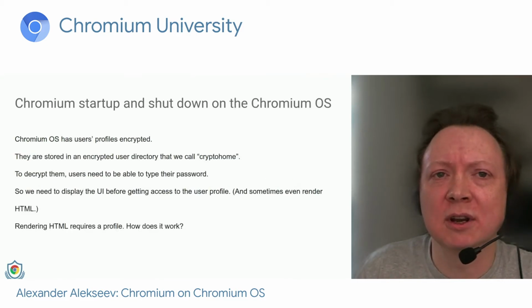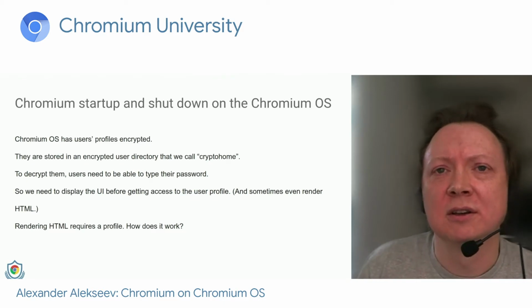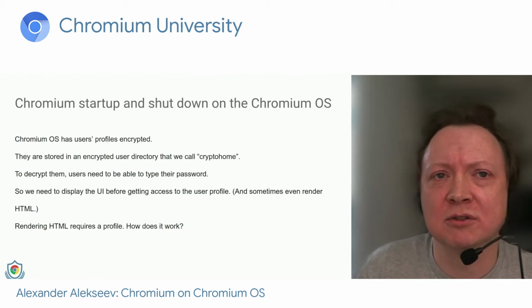On Chromium OS, user data is encrypted. We call the encrypted user data directory cryptohome. So before the user types their password, and we decrypt user data using this password, the user profile is inaccessible. But to get this user password, we need to show the login screen. And even more, the user may first need to connect to Wi-Fi or another network, configure a proxy or other device parameters, and we will load and display HTML for that.